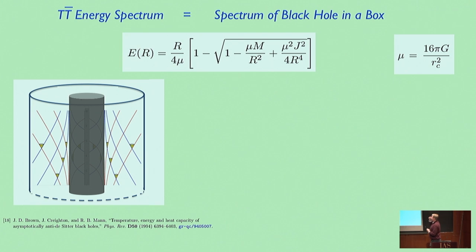But something funny happens when, say, if J, which is the spin of the black hole, is 0, then if mu times m is equal to r squared, that square root becomes 0, and afterwards becomes imaginary. So that's a funny point. But that's precisely the place where the horizon of the black hole touches the boundary of the box. So you should expect something funny to happen. But it turns out, again, that with that identification, mu being that relation between the size of the box and the deformation parameter of the CFT, you could actually make a match between the TT-bar deformed energy spectrum and a black hole in a box.